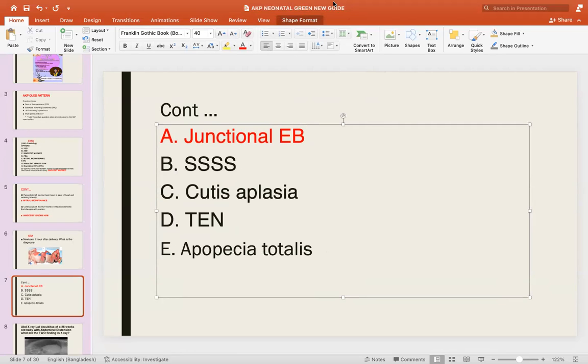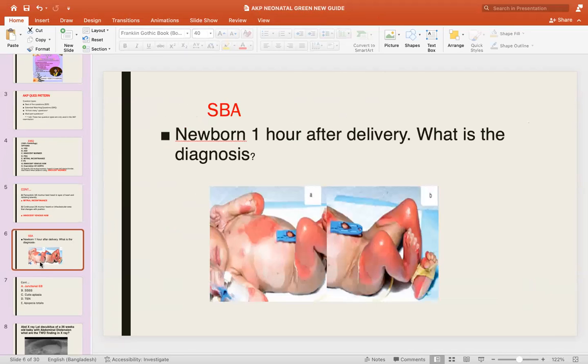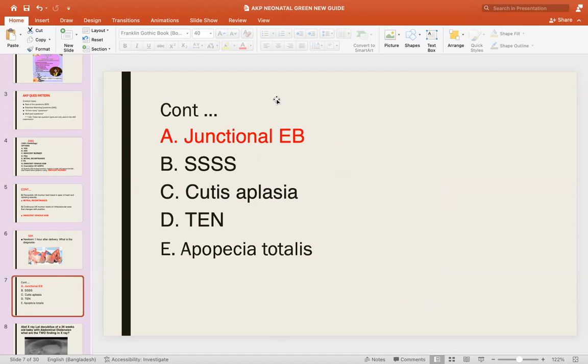Why not alopecia totalis? Because in alopecia totalis, the hair will be absent. I mean all the keratinized tissue, not only skin; the nail will be absent too. But you can see the nail here, and you can see the hair. They will give you the full picture of the baby. In alopecia totalis, the baby will have no hair, no nail, a total keratinization problem. And it is not a septic baby, so it is not SSSS.